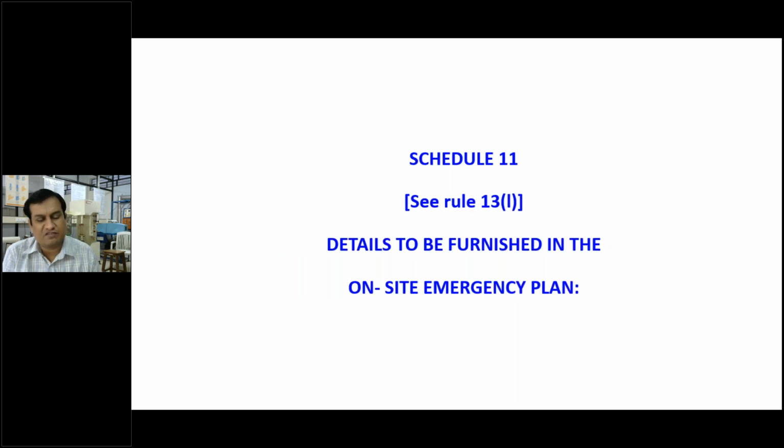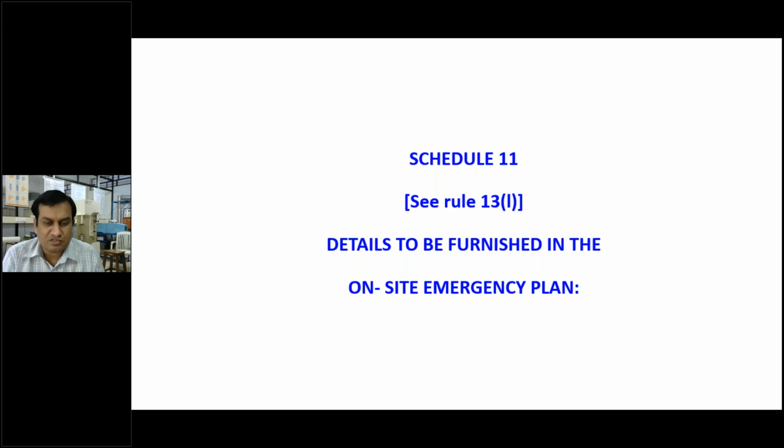Then schedule 11 with reference to rule 13, the details to be furnished in the on-site emergency plan. We have already discussed the on-site emergency plan in rule 13. So when you are going to tackle an actual emergency, before that you should be prepared with some plan. The occupier is the main responsible person. So the occupier and the responsible person details should be given in this schedule 11.